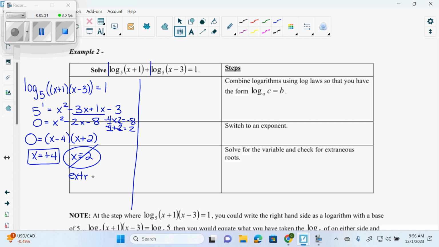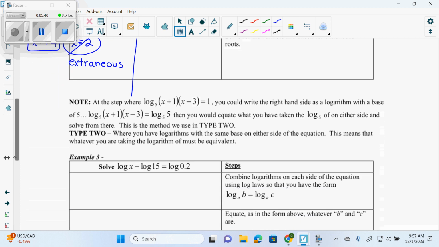Now this says solve, does it not? So could we not y1, y2 that and see where it intersects and check it? We can always do that with solving. It doesn't matter what unit we're in. It doesn't matter what course we're in, right? As long as we have a graphing calculator, we can check it that way. Okay, we're going to look at this one now.